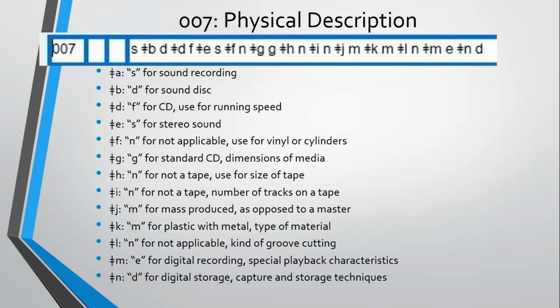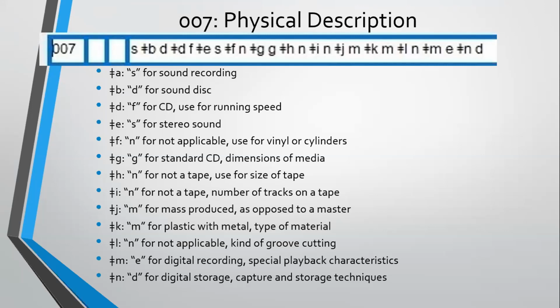Okay, so subfield A is for the category of the material. S you'll use for sound recording. Subfield B is for the specific material designation. So D for sound disc. And of course, there are other options for all of these, and we'll actually look at the OCLC Bib Formats page to look at a few of those. Okay, subfield D is for the speed. F you're going to use if you have a CD. You might have different speeds for things like vinyl records. That's going to be important because it matters what type of device you're going to play it on.